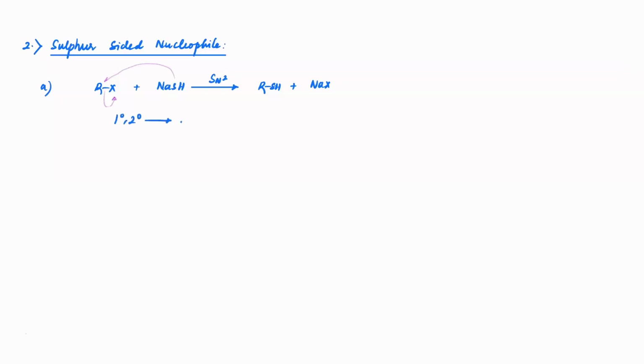Now, how do we remember these cases, everybody? Remember like this: 1 degree, 2 degree usually use SN2, 3 degree would usually use E2 and SN1. If heat is provided, then E2. If heat is not given, go for SN1.